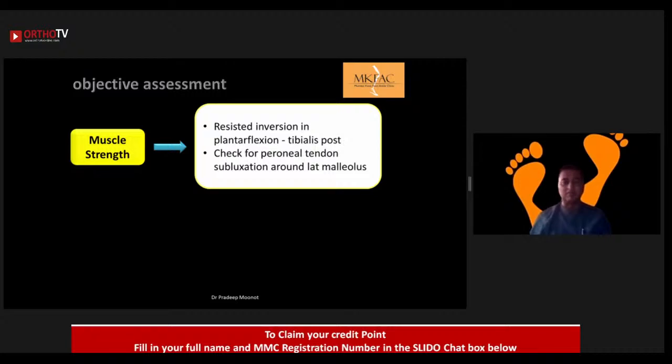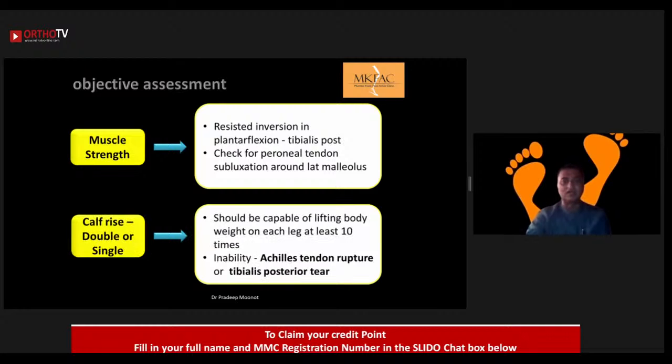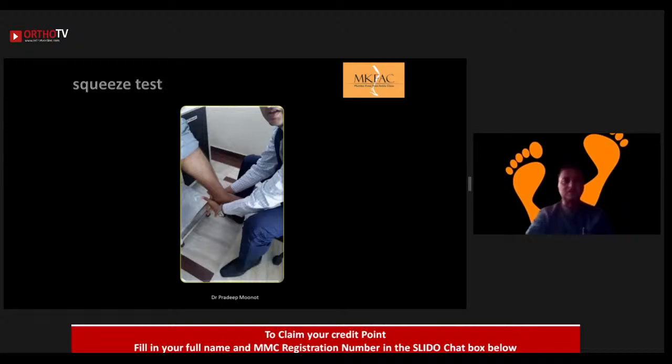Examine the tibialis posterior because that can be painful. Check for the peroneal tendons, especially if they're subluxing or not around the lateral malleolus. Ask the patient to do a single leg raise and a double leg raise, and especially if they're not able to do a single leg raise, it could be a tendon rupture of the Achilles tendon or a tibialis posterior dysfunction.